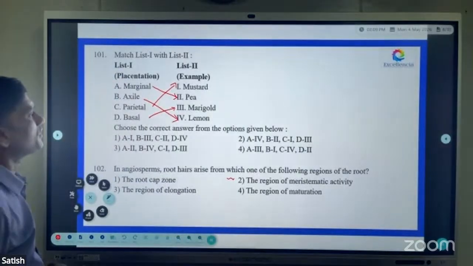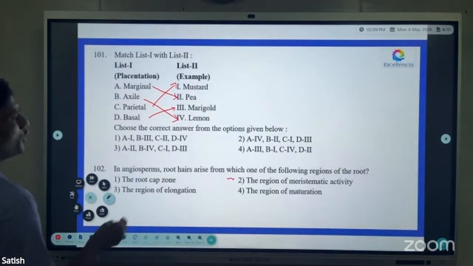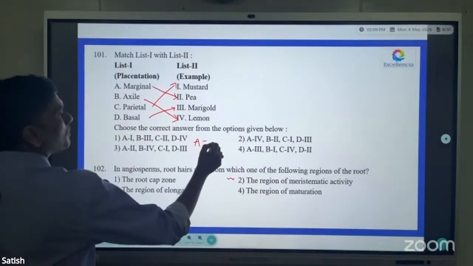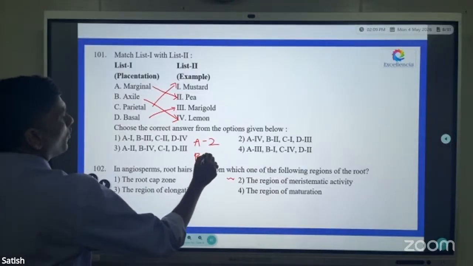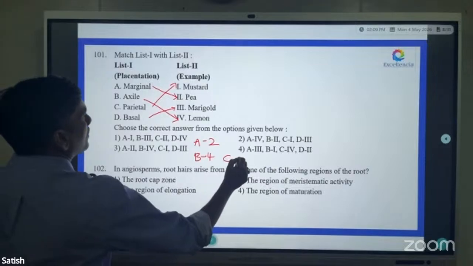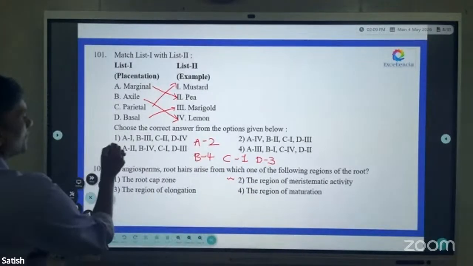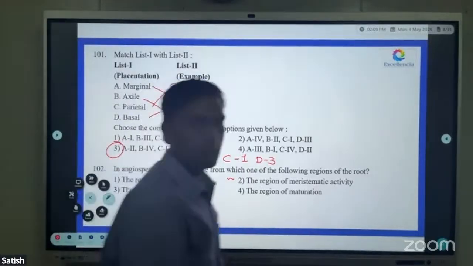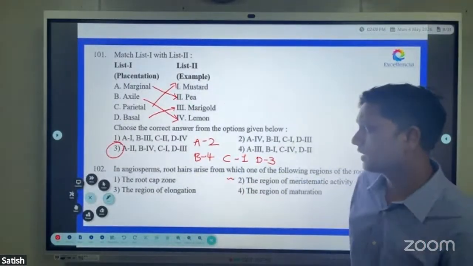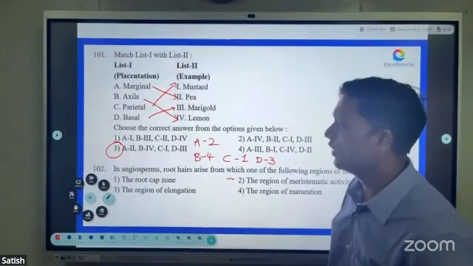So the answer for this question is A2, B4, C1, D3. Third option is the right answer. Third option is the correct answer for question number 101.